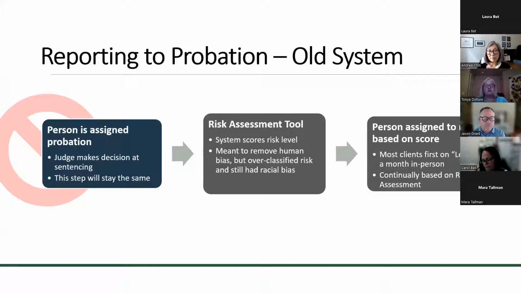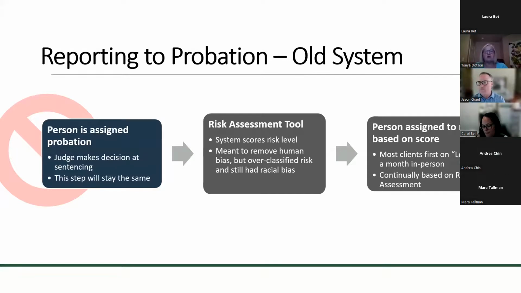Our old system that we used to determine reporting frequency was based on that risk assessment tool. Once a person was assigned to probation, the risk tool would be scored and they were given a classification level. Clients at the highest risk level, level one, need to report to probation one time a month. The risk assessment scored most clients as level one, meaning that most clients were required to come in person once a month. And there wasn't really a clear path for people to start reporting to probation less often.